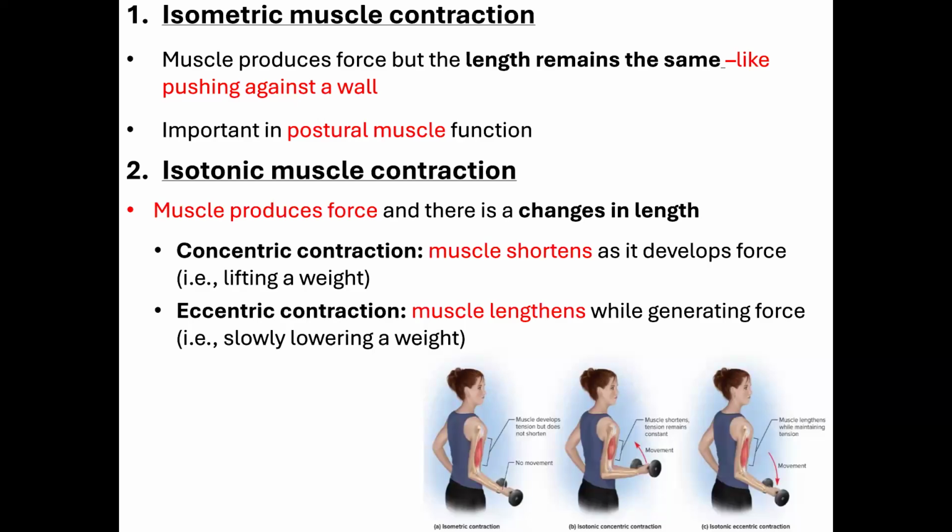Isotonic means the muscle produces a force and there's a change in length. So what I'm doing now is isotonic. I'm trying to pull, and as I'm pulling, it's coming, so the length of the muscle is shortening. That's why I'm able to pull it. What if you have a weight you have already lifted and then you're lowering that weight? Is the length changing? It is changing. That means isotonic can be either a shortening or a lengthening of the muscle. A shortening of the muscle we call a concentric contraction, and a lengthening of the muscle we call an eccentric contraction.